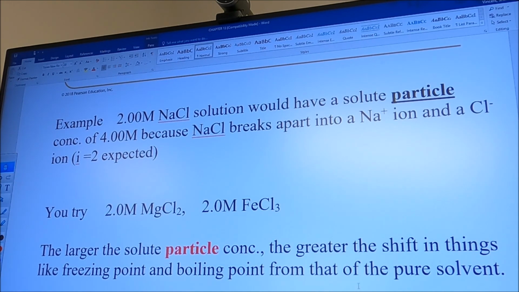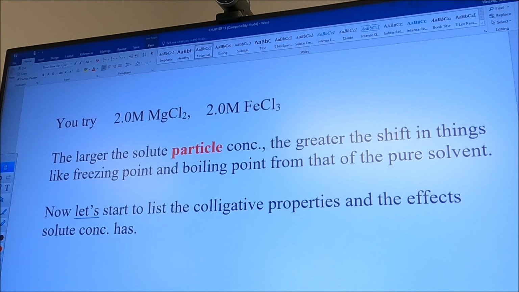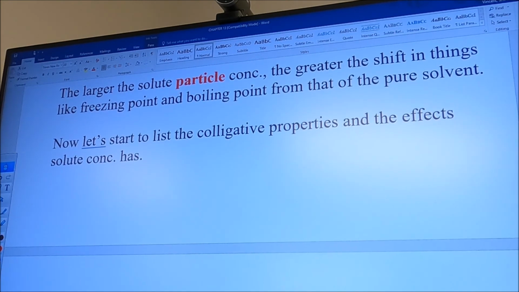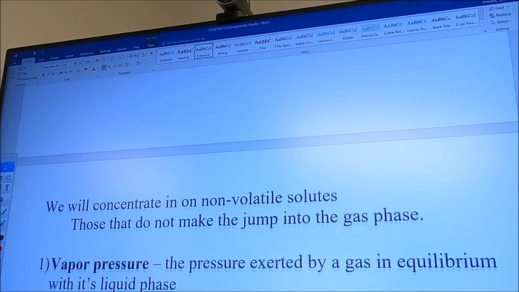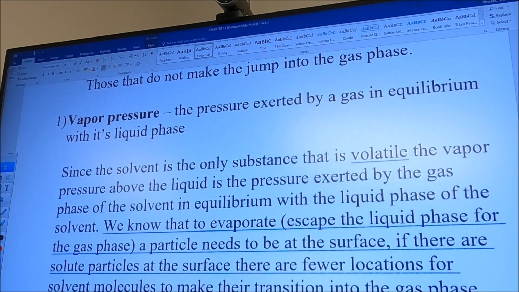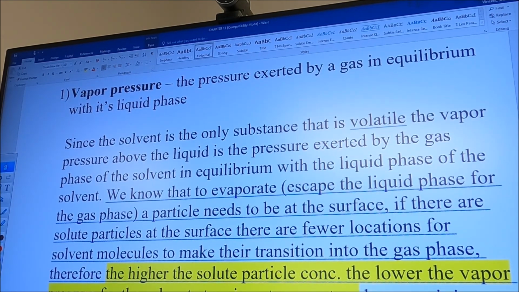All right. Now, we've already done a couple of those, so I think we're okay there. So we've set the stage to talk about our colligative properties. In general, we can say that the larger the solute particle concentration, the greater the shift in vapor pressure, the greater the shift in freezing point, the greater the shift in boiling point from that of the pure solvent. I think this is a perfect place to stop, because once we start running through our colligative properties, I'll want to do it all in one fell swoop.